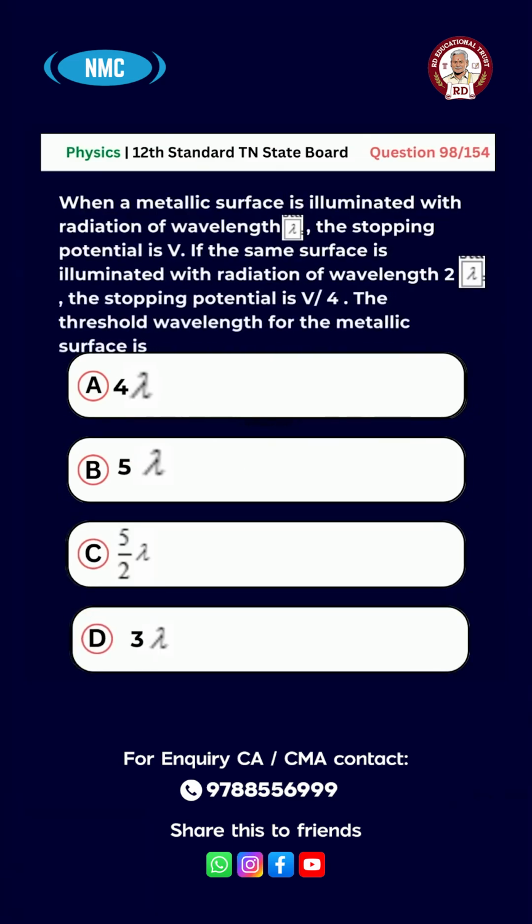Question number 98. When a metallic surface is illuminated with radiation of wavelength lambda, the stopping potential is V, and if the same surface is illuminated with a radiation of wavelength 2 lambda, the stopping potential is V by 4. The threshold wavelength for the metallic surface is: option A, 4 lambda; B, 5 lambda; C, 5 by 2 lambda; D, 3 lambda. The right answer is option D, 3 lambda.